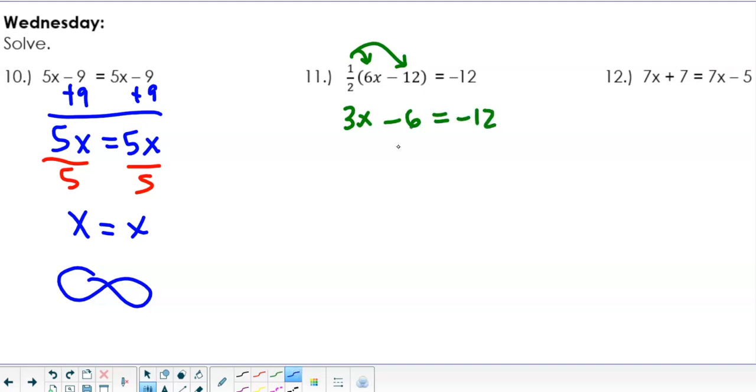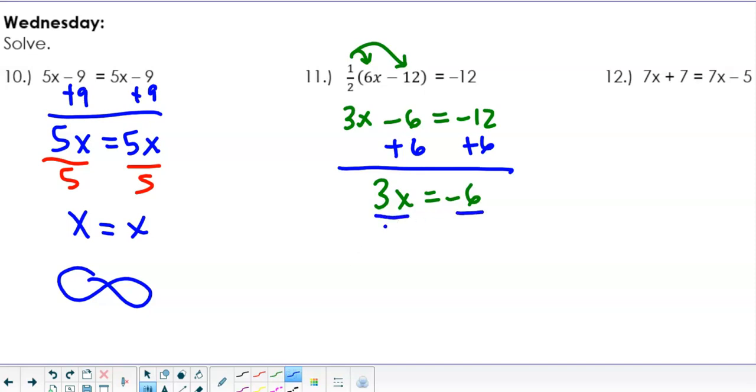And now we need to use the addition property of equality to get our constants on the same side. And now we use the division property of equality on the coefficient to isolate the variable x.